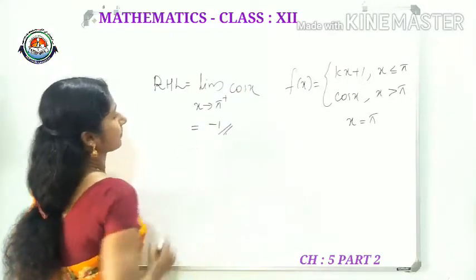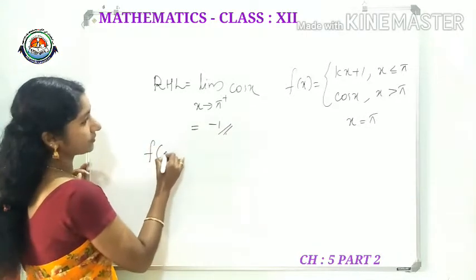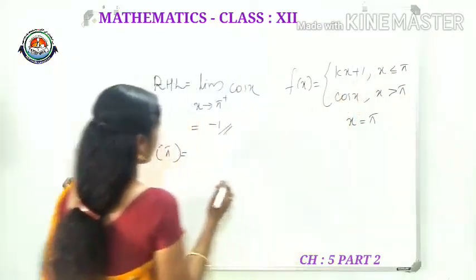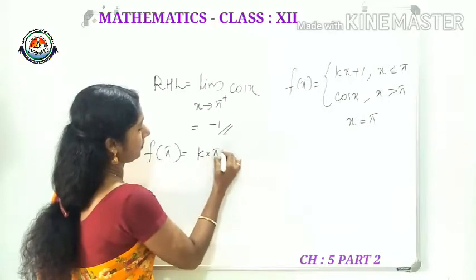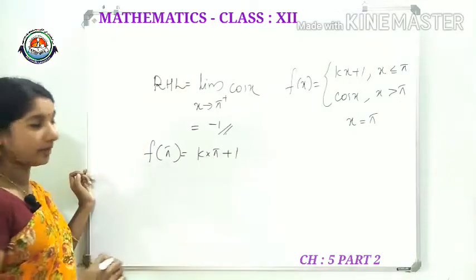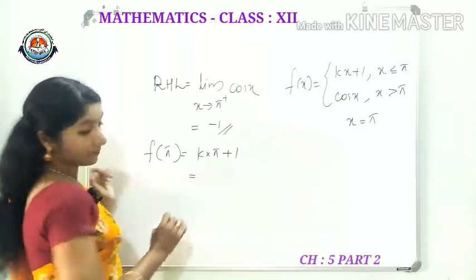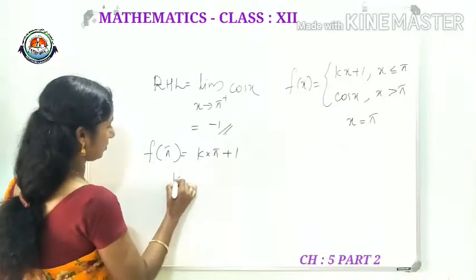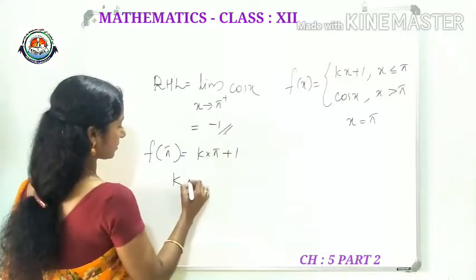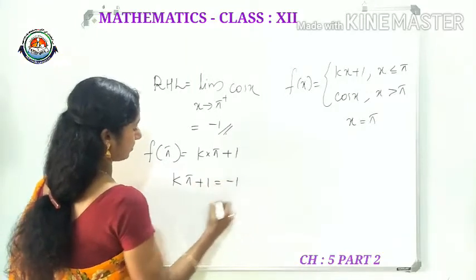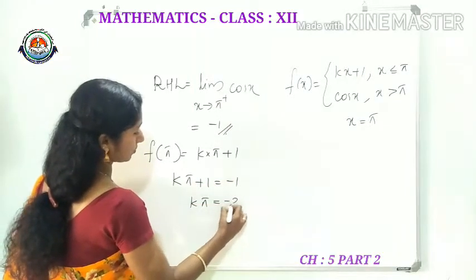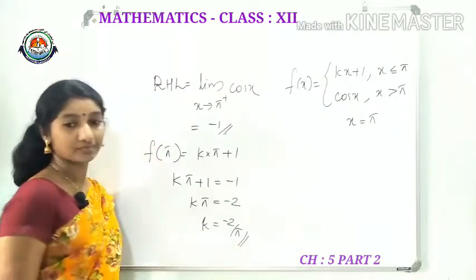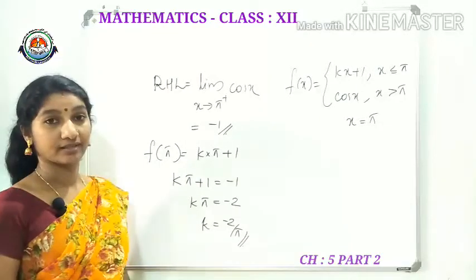Minus 1. And the function value f of pi. F of pi means x equal to pi, where the function is defined as kx plus 1. So k into pi plus 1. Since it is continuous, f of pi equals the limit value. So k pi plus 1 is equal to minus 1. So k pi is equal to minus 2. So k is equal to minus 2 by pi. Like this we can find the value of k.